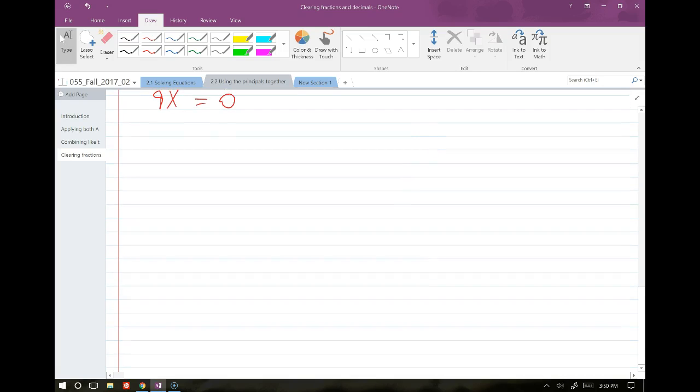All right, how about this one here? You guys can do this one on your own. So 9 minus x equals 2. A lot of stuff to take care of on that one, I know.